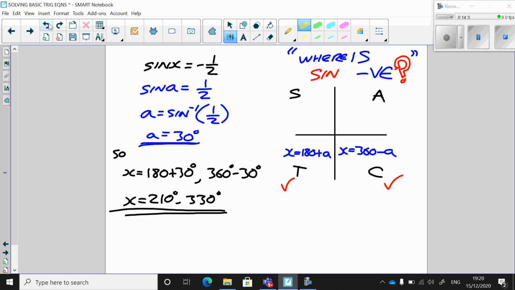So you just need to remember, when that value is negative, it's all about identifying the correct quadrants. Once you've done that, get rid of the negative here. Get rid of it. If you don't get rid of it, the quadrant check thing won't work.